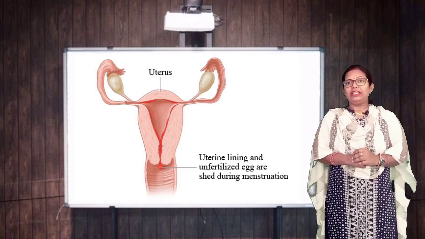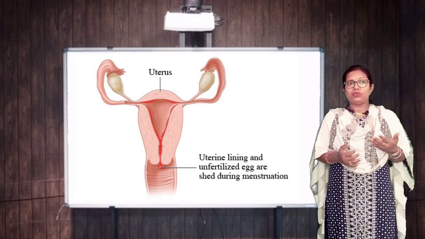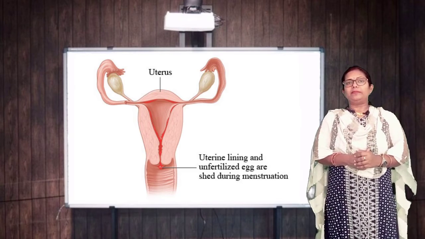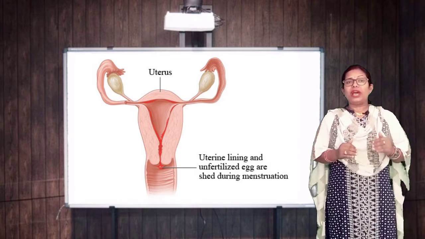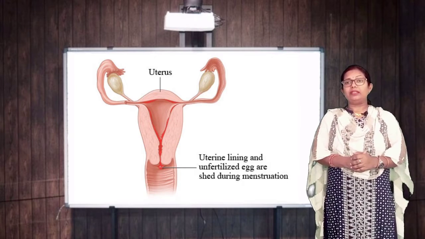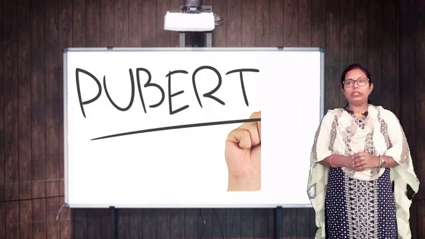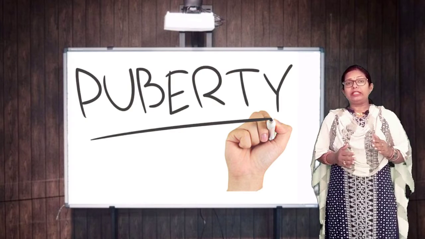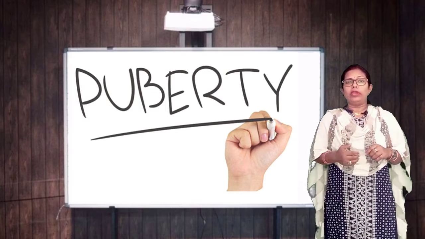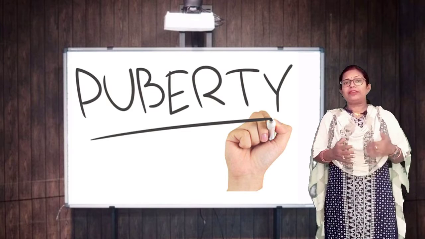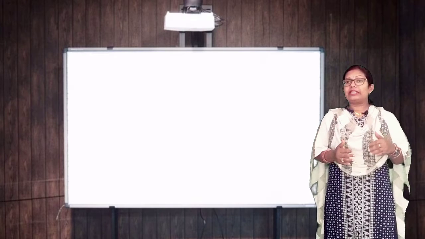The inner lining of the uterus is shed, and in this way menstruation begins. It lasts for 3 to 5 days. Menstruation occurs during the reproductive period from puberty to menopause. अब सवाल यह है कि puberty क्या होती है? So puberty is the period during which the reproductive system of a girl or a boy becomes mature and becomes ready for the reproduction. Now we will discuss menopause.